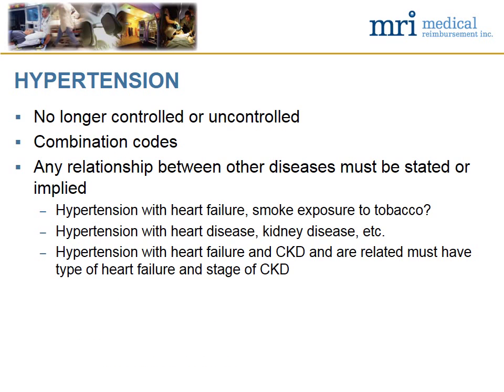Hypertension in ICD-10 is no longer documented or stated as controlled or uncontrolled. There are many complication codes with ICD-10 with hypertension. And we also need to know if there's any relationship between other diseases, such as hypertension with heart failure. And they would also like to know if the patient smokes or if there's any exposure to smoke. Hypertension with heart disease, kidney disease, hypertension with heart failure, and chronic kidney disease are related, and we must know what type of heart failure and the stage of the kidney disease.